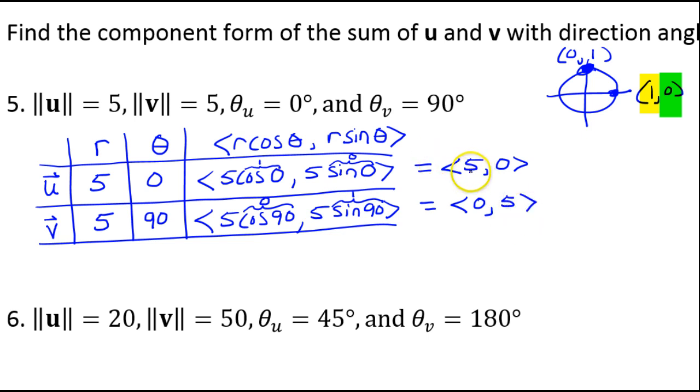So this is the component form for each of these vectors u and v. The sum of the vectors, which is what we're supposed to find, vector u plus vector v, should equal just the sum of the corresponding components. So 5 plus 0 is 5, and 0 plus 5 is 5. So that's the answer.